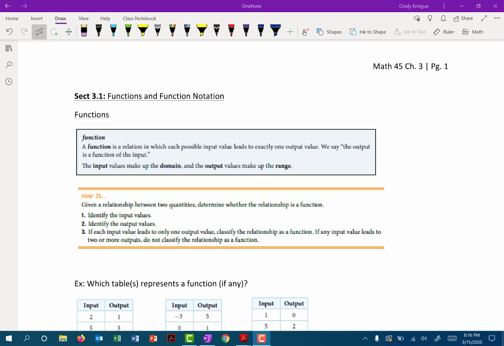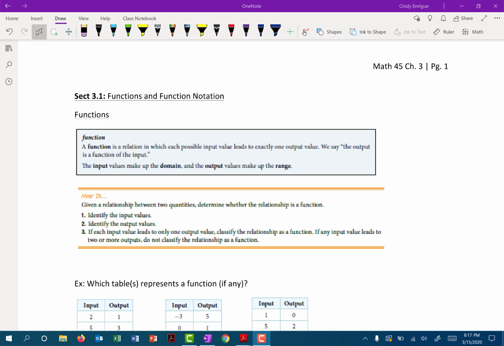So for section 3.1, we are going to be learning about functions and function notation. So here's our textbook definition of a function. A function is a relation in which each possible input value leads to exactly one output value. We say the output is a function of the input. The input makes up the domain and the output makes up the range.